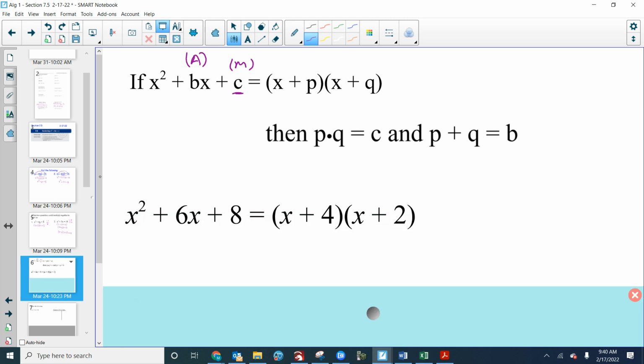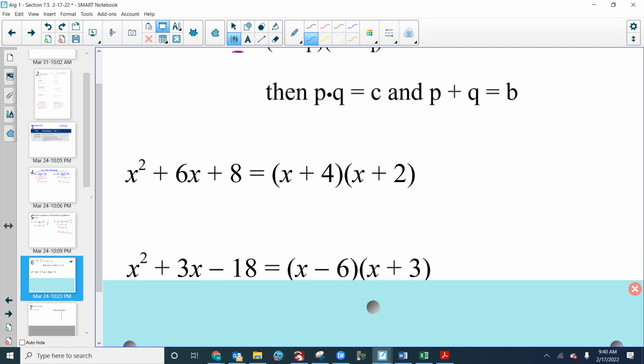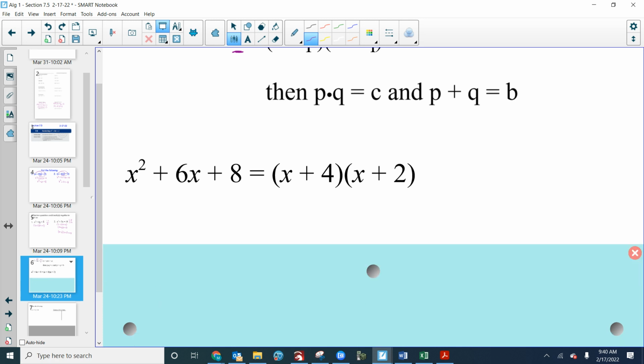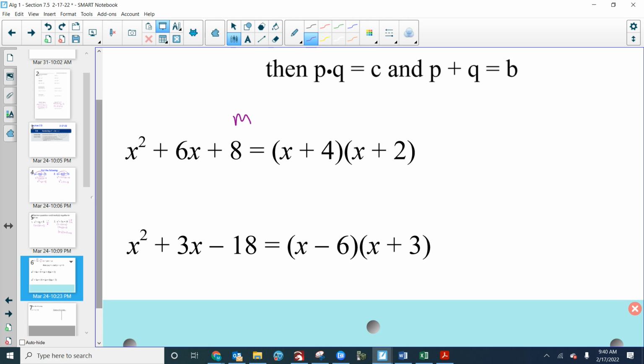All right, guys, we already did this one. We did these last two. So what multiplies? 4 and 2 multiply to 8, and 4 plus 2 add to 6. And then this right here. -6 times 3 is -18. -6 plus 3, and this would be switched. That's wrong. You guys switch that on your paper. That should be that. The signs are wrong. Should be that.